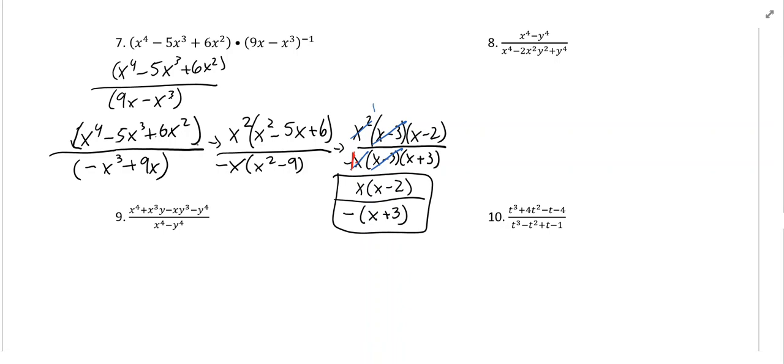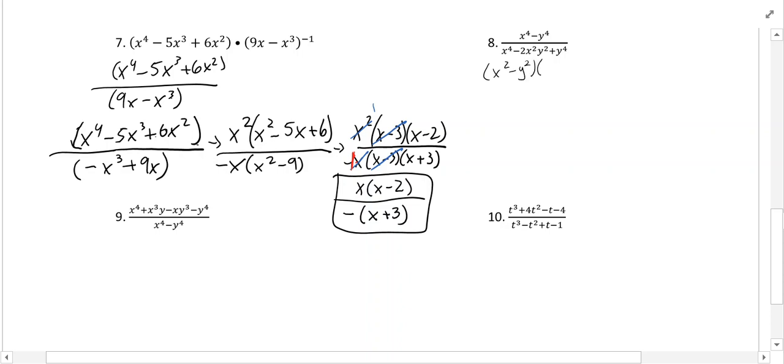Okay, let's go ahead and take a look at this next one here. Remember, we always want to make sure everything is fully simplified. So what we have here, x to the 4th minus y to the 4th, this is a difference of squares. So this is going to factor into (x squared minus y squared)(x squared plus y squared).